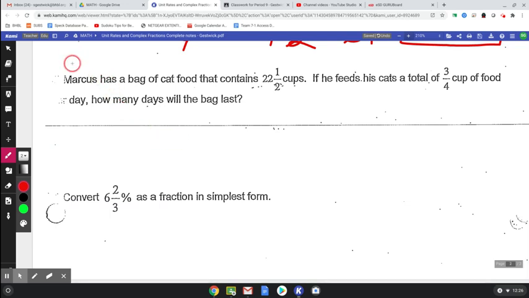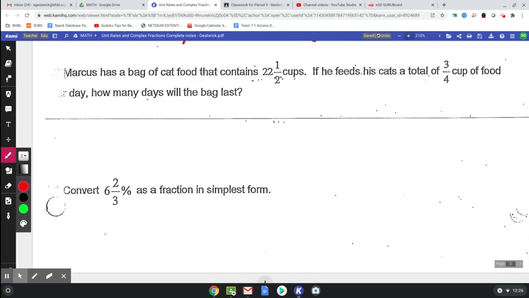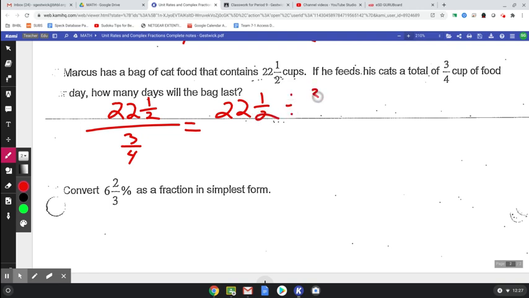All right, Marcus has a bag of cat food that contains 22 and a half cups. If he feeds his cats a total of 3/4 cups of food per day, how many days will the bag last? So I think they just want you to divide this out, right? How many 3/4 cups are in the 22 and a half cups? So yeah, they're thinking take the 22 and a half and divide it by 3/4. So you could jump right to writing it going across. That'd be fine. But since the notes are on complex fractions, I thought I would write a complex fraction.